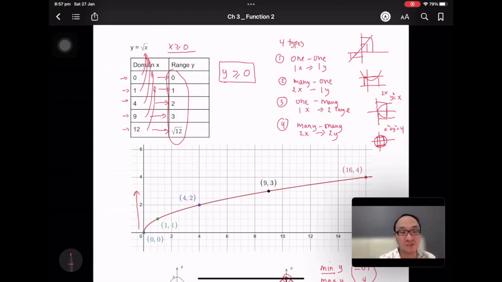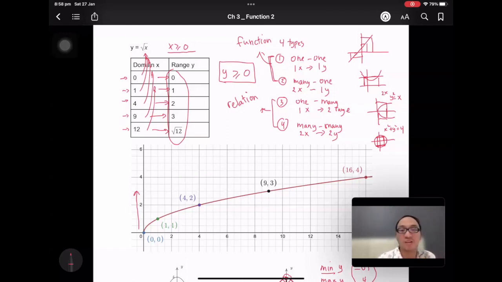And from these four types, we can see that only the first two relations are functions. Because if we go back to the definition, a function can only have one y for each x, one pair. So only one to one and many to one relations are functions, while one to many and many to many are not functions. They are only relations, not functions.